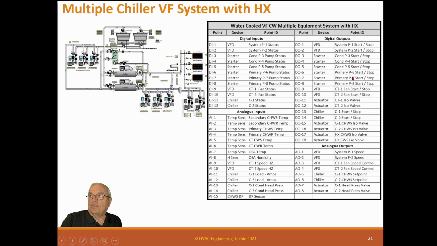A primary pump P6, P7, P8 start stop. We got 3 of those. Cooling tower 1 fan, cooling tower 2 fan start stop. We have cooling tower 1 isolation valves, cooling tower 2 isolation valves. Chiller 1 start, chiller 2 start. We have C1 chiller isolation valve, C2 chiller isolation valve, heat exchanger isolation valve, and a heat exchanger condenser water isolation valve. So what happens here is when we're running one pump, we have to have the other valve closed off. If you don't do that, you'll mix water and you'll never get the cold water where you want it. Same with cooling towers.